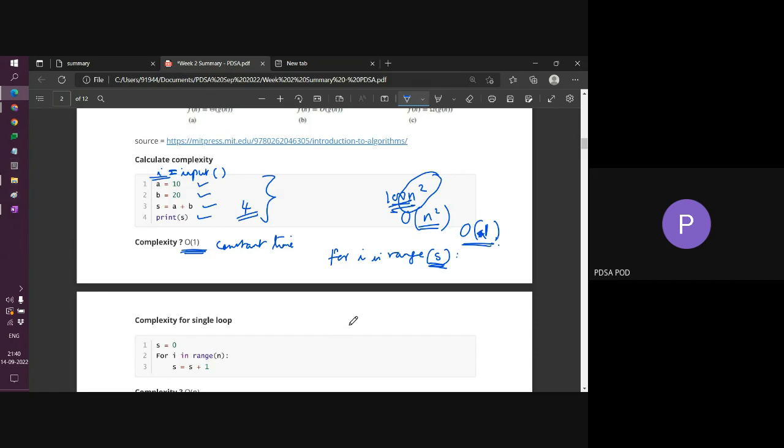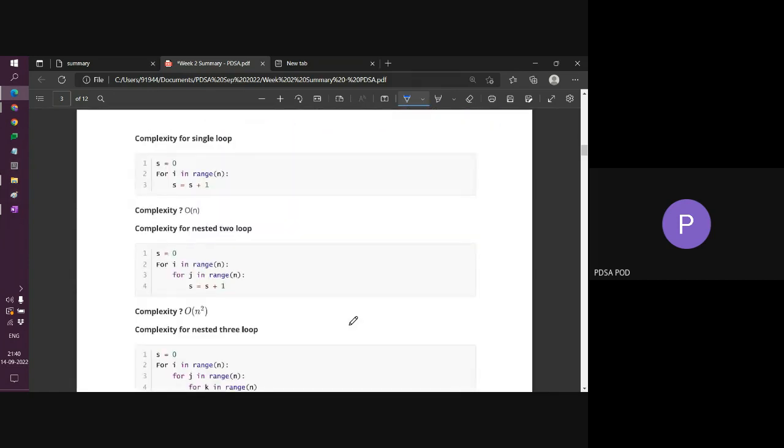Okay. So the next one is like this for loop, right? This for loop actually takes the n, which is the size of input. So then it is an O of n. Is this clear? Yes, ma'am.